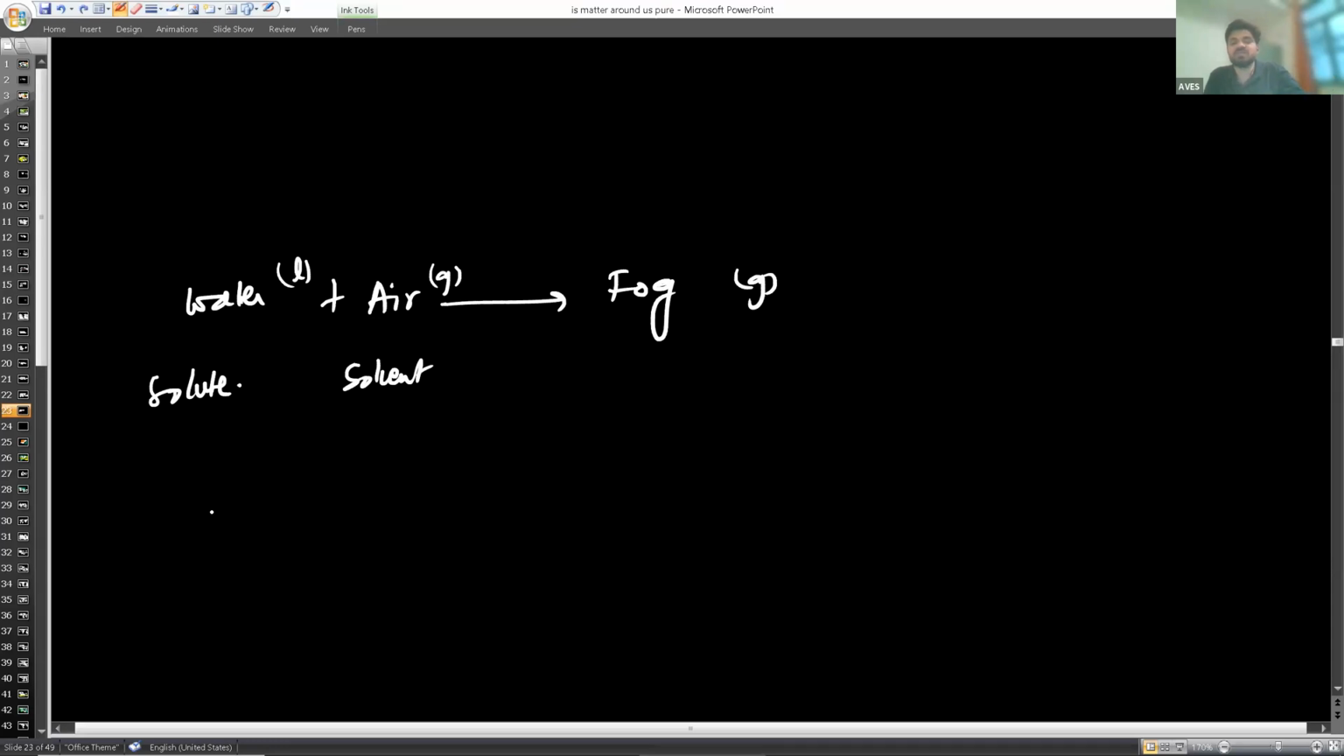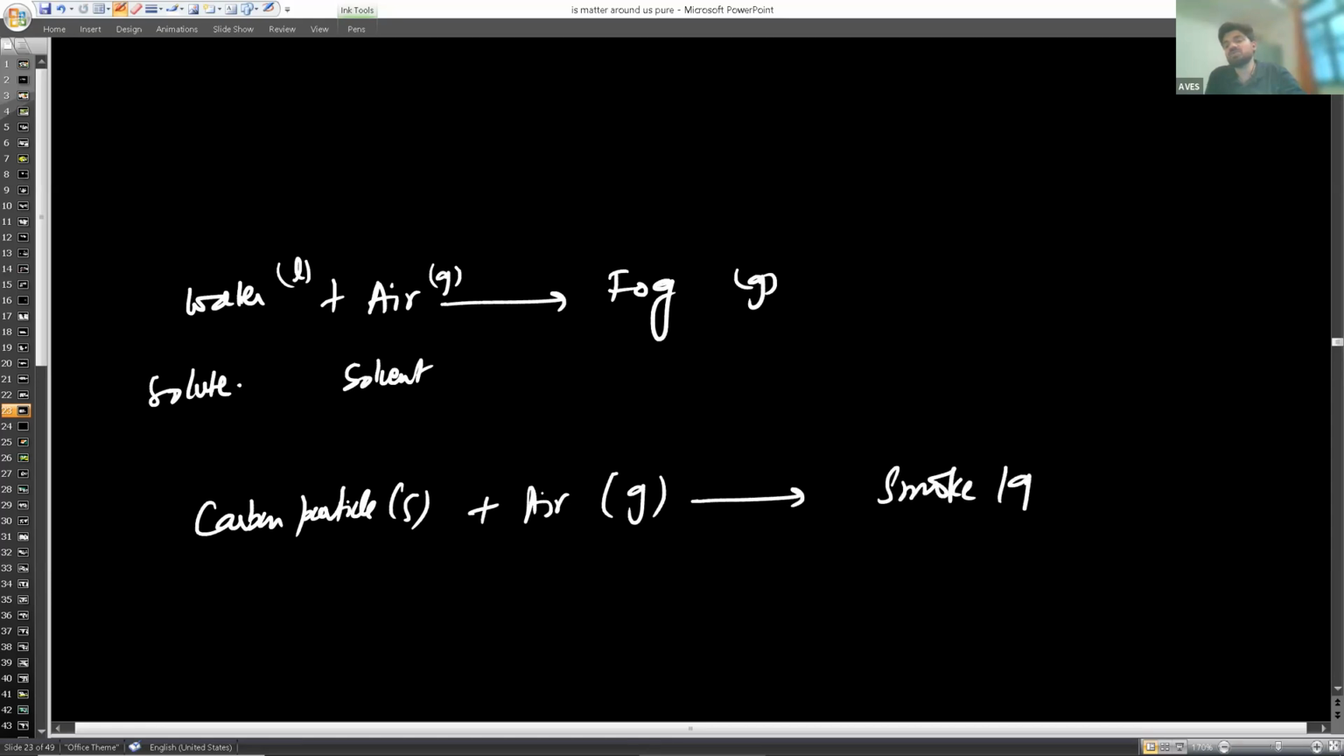Okay, not solid. We say carbon particles, or dust particles, we are taking. You have a solid. When you mix it with air, which is a gas, it will give you smoke. Smoke is also a gas.